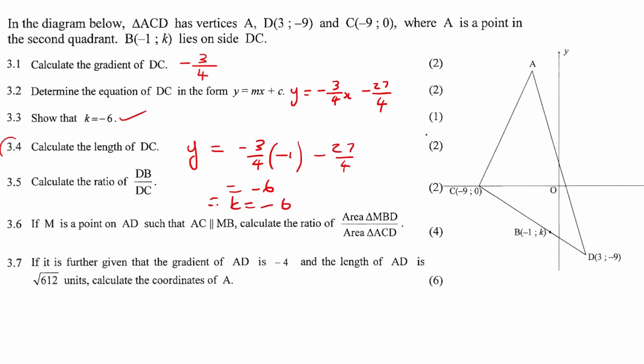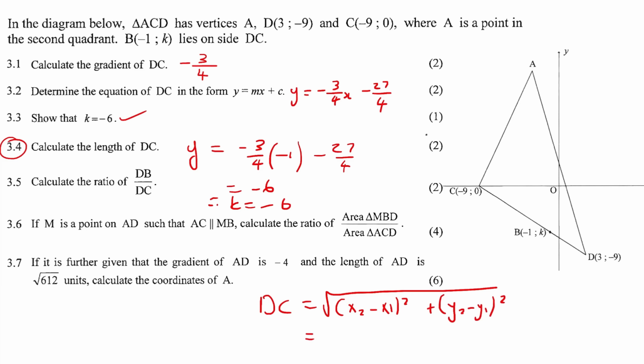This one says calculate the length of DC. So for DC, we're going to use the distance formula like this. I'm going to use this as coordinate 2 again, and this is coordinate 1. So you're going to end up getting minus 9 take away 3, and then 0 take away minus 9. And if we work this all out, we get 15.